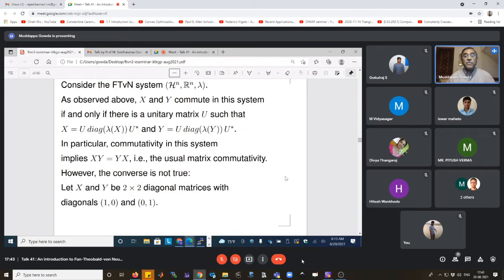Let X and Y be 2 by 2 diagonal matrices with diagonals 1, 0 and 0, 1. So as diagonal matrices, they commute. But when you go through this lambda X and lambda Y and check the equality of X dot Y and lambda X dot lambda Y, you will see that they are different. So even in the case of matrices, usual matrix multiplication or usual matrix commutativity is different from commutativity in the corresponding FTVN system. This becomes important later on.